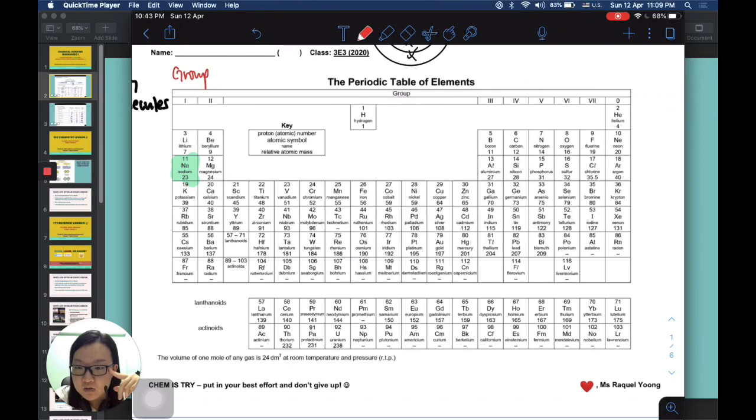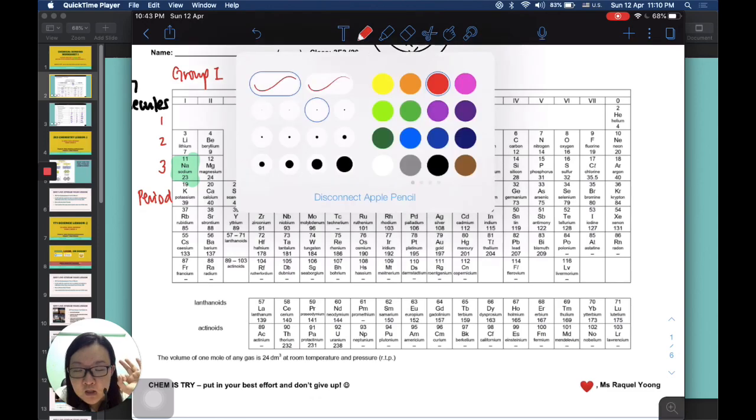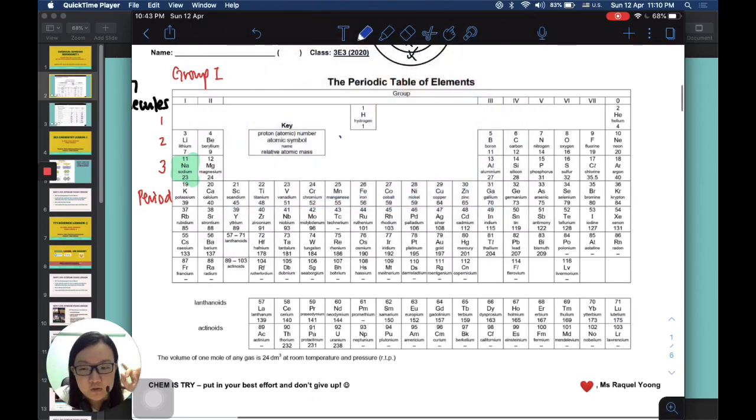Now, in the periodic table, you know that sodium is in group 1, in Roman numerals, group I, and it is in period number 3. So now, this is very important. You need to know how to use the periodic table. This is a trick that you need to know.